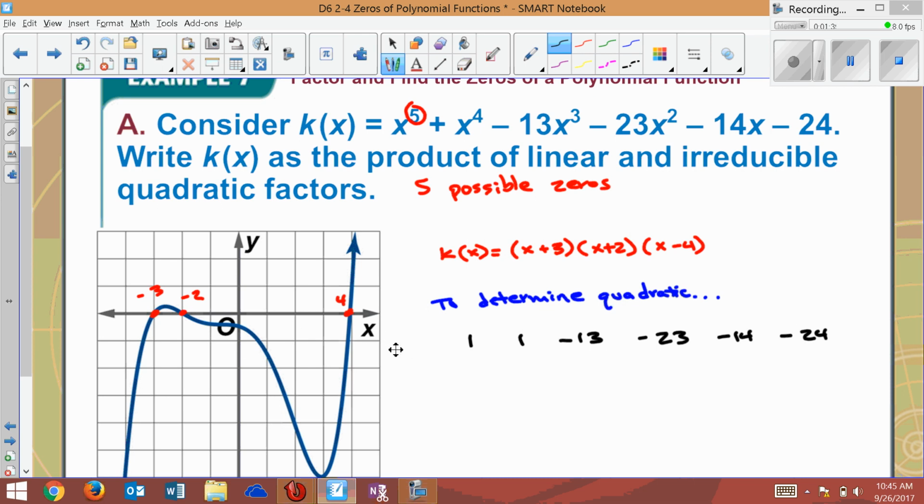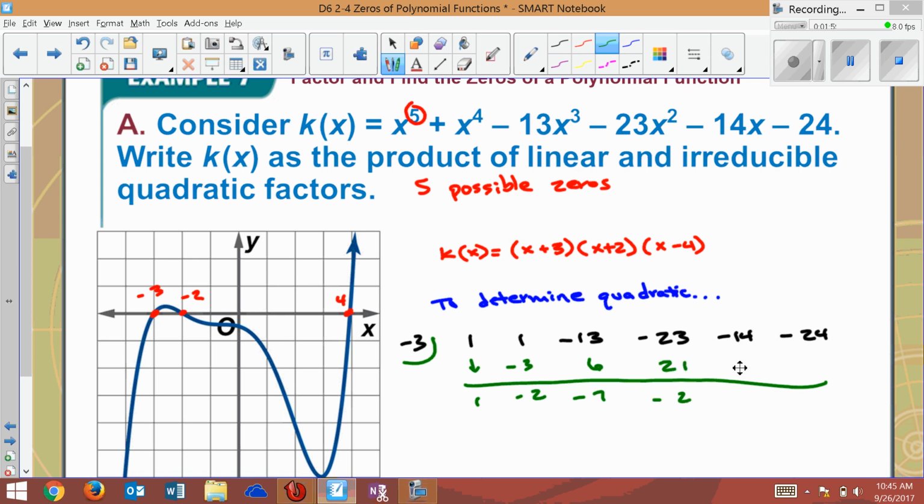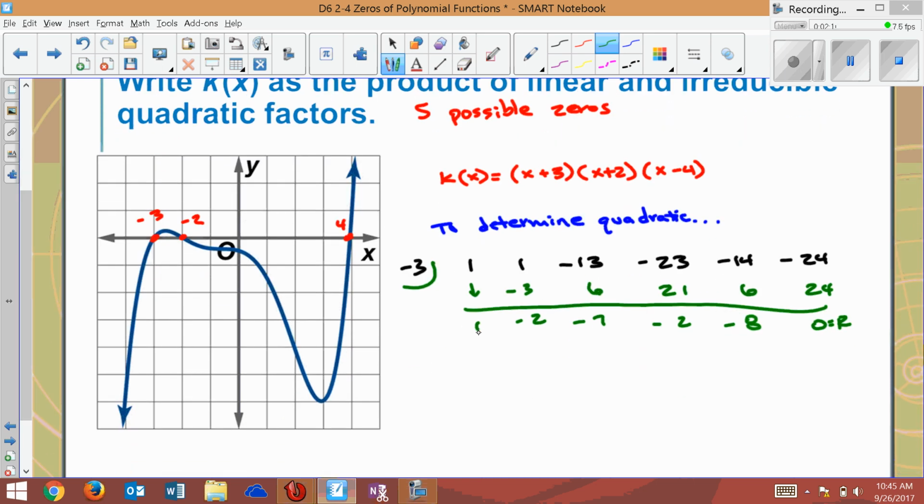Now, each one of these zeros should work, so I'm going to divide by -3. It does not matter the order I go in. So when I divide this through, I better get 0 here, because we're saying it's a factor. So I get -3, that's -2, that's going to be +6, which is -7, multiply +21, so I got -2. Multiply, I get +6, that's -8, -8, +24, 0 is my remainder. That's a good thing. So since it's a factor, we could continue on from right here.